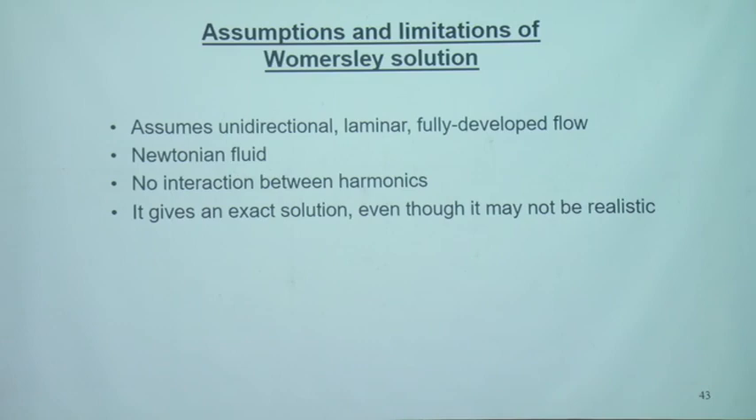Okay, so here's a summary of the assumptions and limitations of the Womersley solution. First, the flow is assumed to be unidirectional, in the axial direction only, and the flow is assumed to be laminar and fully developed, and the fluid is assumed to be Newtonian. And we assume that there's no interaction between harmonics when we look at a realistic pulsatile flow, and it gives an exact solution. So even though it may not be realistic, it provides some basic understanding of pulsatile flow, and can also be extended to realistic physiological flow and pressure waveforms.